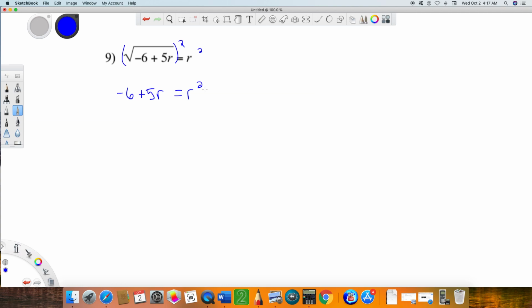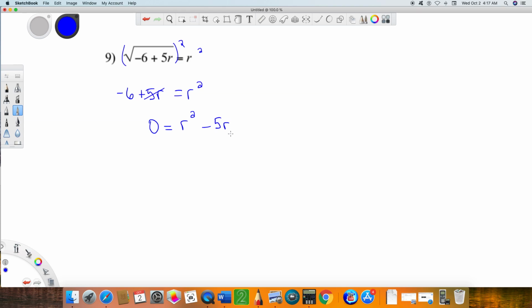Now, I have a preference towards having my leading coefficient be positive. So yes, it's true that we could subtract r squared from both sides, but then that would give us a negative r squared, and I personally don't like that. Sign errors are the enemy, and it's easy to make sign errors. And for me, if this r squared is negative, I have a tendency to make too many sign errors. So I'm going to subtract 5r from both sides, so that term will cancel, and I'll have minus 5r there.